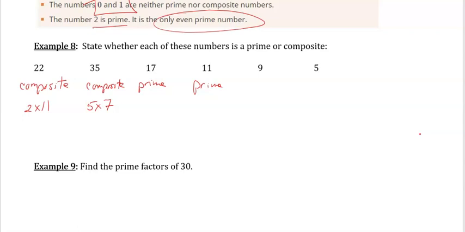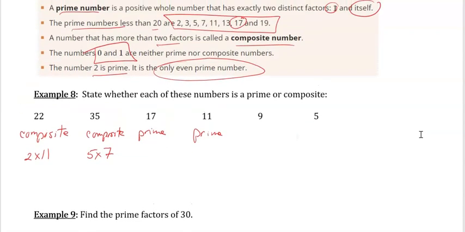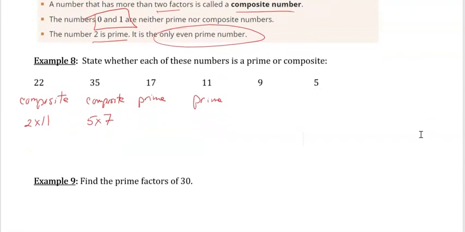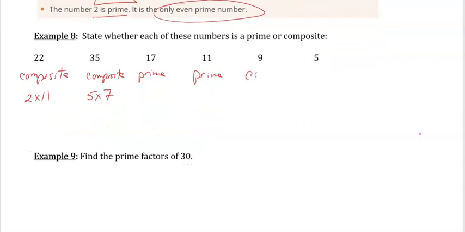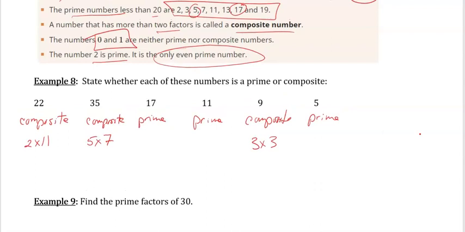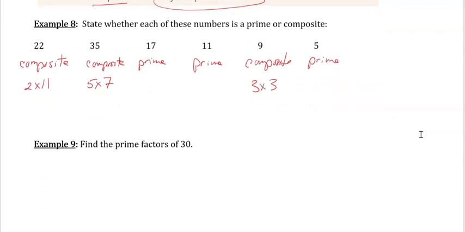9, you think, well, that's probably prime, but I know it's not. I'll check my list. It's not on that list of prime numbers, and I know that it's composite because 3 times 3 will equal 9, and if there's anything besides the number and 1, it's composite. And 5, I'm telling you that is a prime number because there's no other factor besides 1 that I could multiply to get 5.